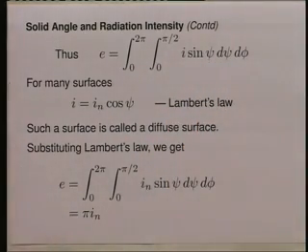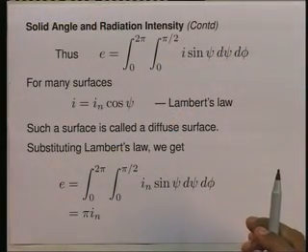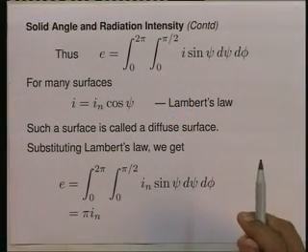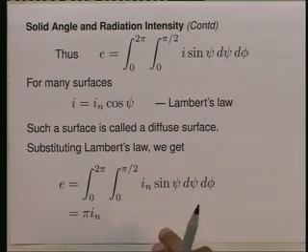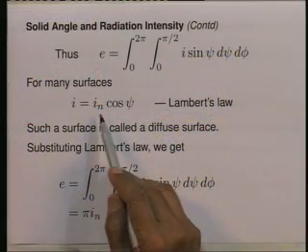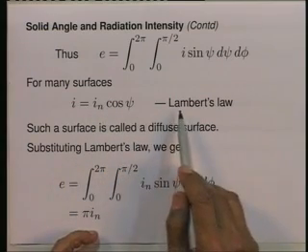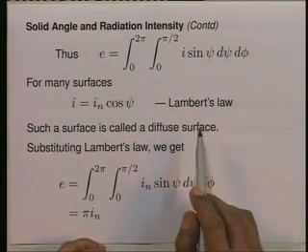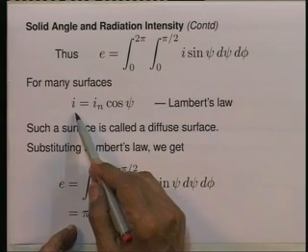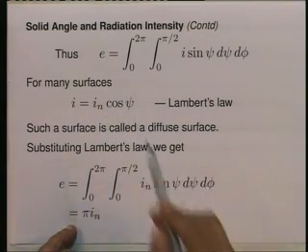That is one way of looking at the relation between E and I. E is the emissive power, I is the intensity of radiation. Now, it so happens that for many surfaces, the intensity of radiation in any direction can be related to the intensity in the normal direction by a simple law, which is called Lambert's law. And Lambert's law simply says I is equal to I n cosine of psi.